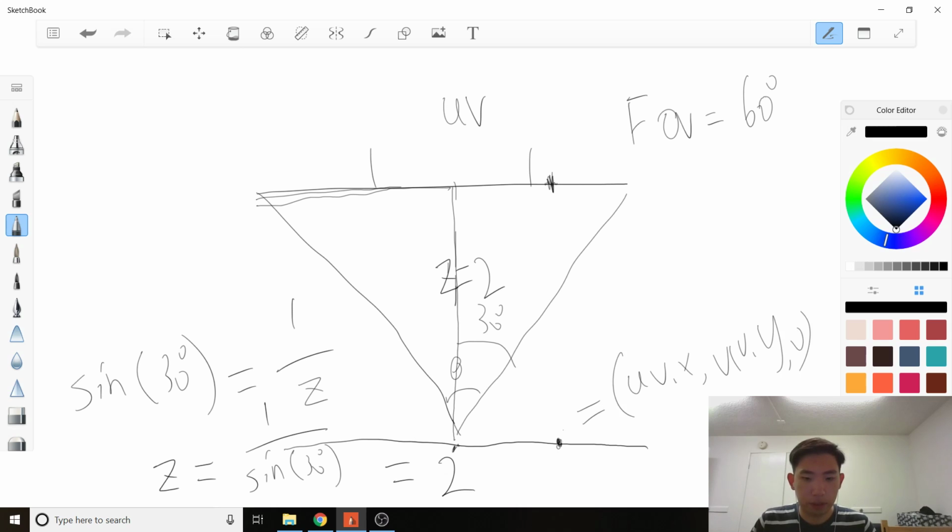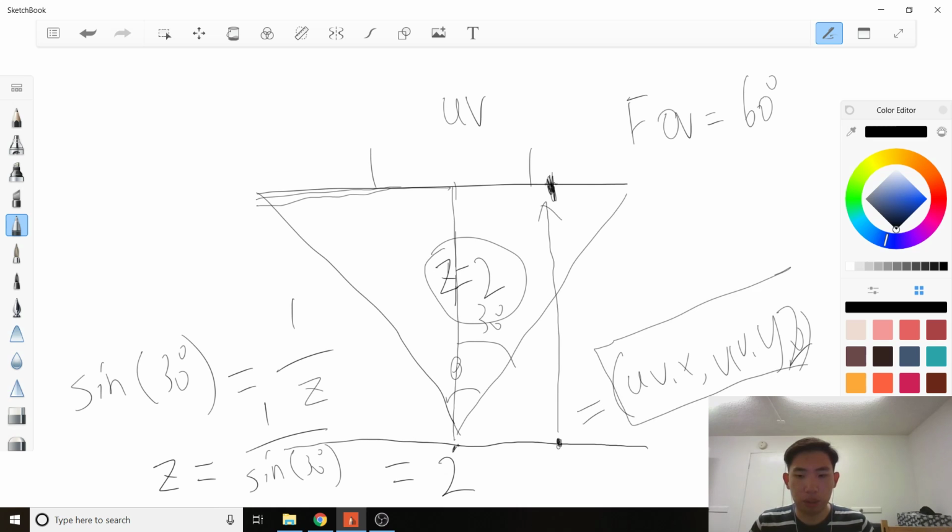In order for it to reach wherever the screen pixel is actually at, we need to add the same amount of depth as the camera depth. So it's going to be 2. So this is how we compute the relative vector that goes from the center of the camera to the screen pixel. It will be uv.x, uv.y, 2. This is under the assumption that you're looking straight into the z-axis.